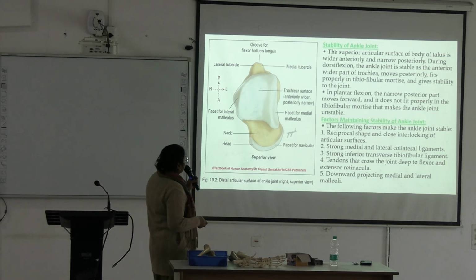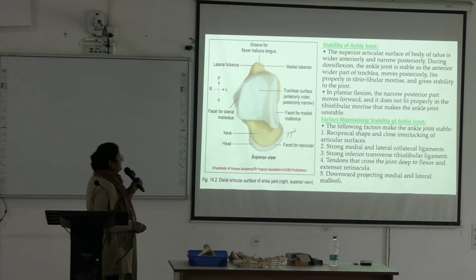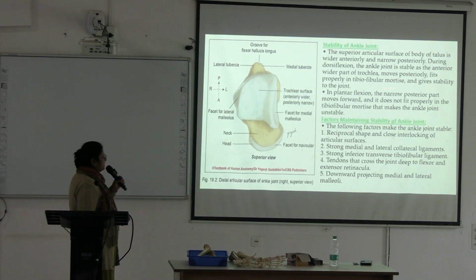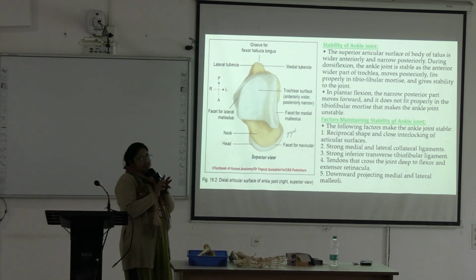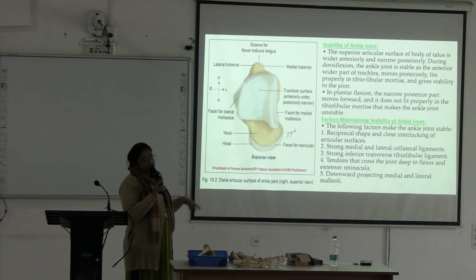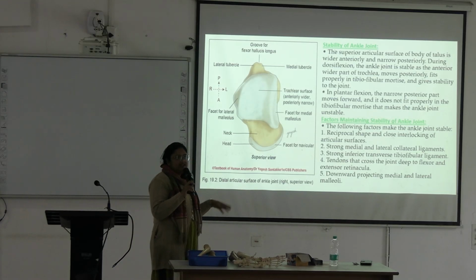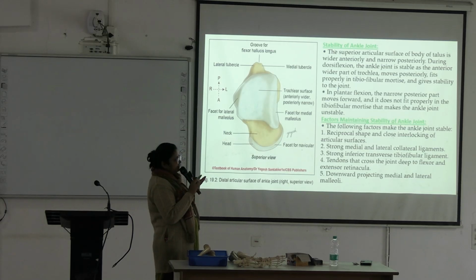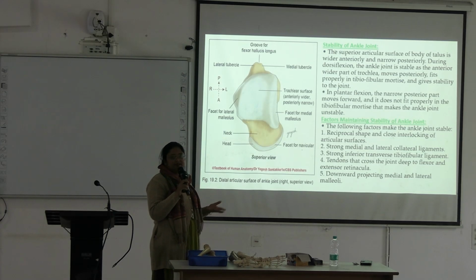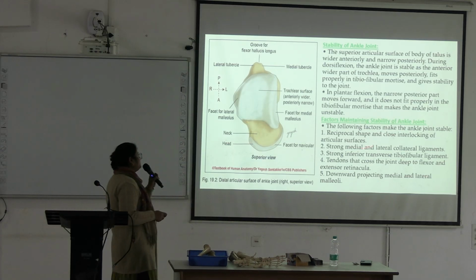Okay, next is factors maintaining the stability of ankle joint. Okay, so if a long question comes from ankle joint, you have to write down all this. Okay, articular surfaces, type of joint, the stability, fracture, factors involved in stability, different movements, muscles involved in the movements, all this. Okay, so what are the factors?